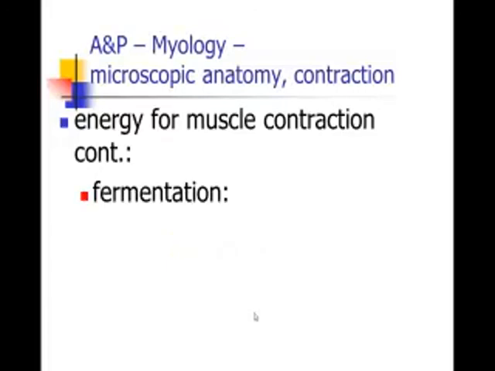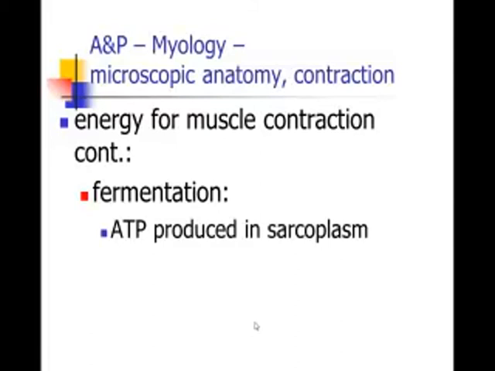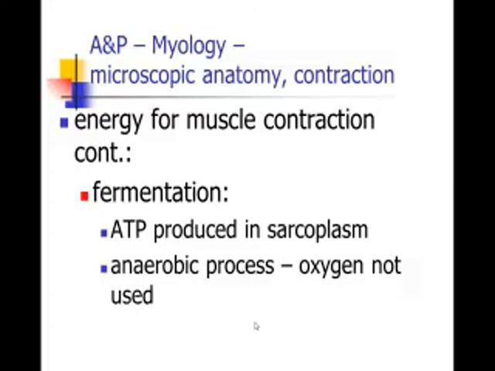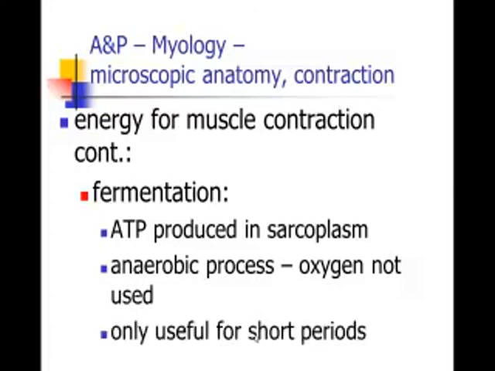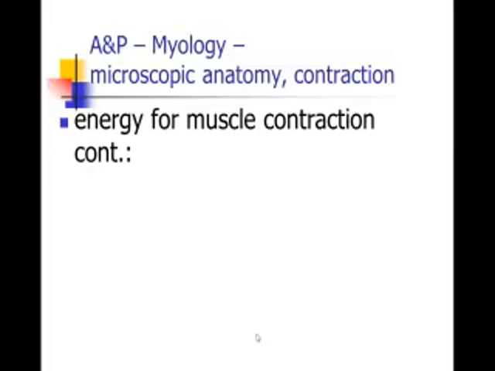Okay, and in fact, I should mention the mitochondria are really good at forming ATP, and if you didn't have any mitochondria, you would be hard pressed to get enough ATP to be active. Fermentation. Fermentation is also going to cause ATP production. It occurs in the sarcoplasm. It's anaerobic, meaning it doesn't require any oxygen, but it's only useful for short periods of time because the waste product from fermentation becomes problematic for the cell.